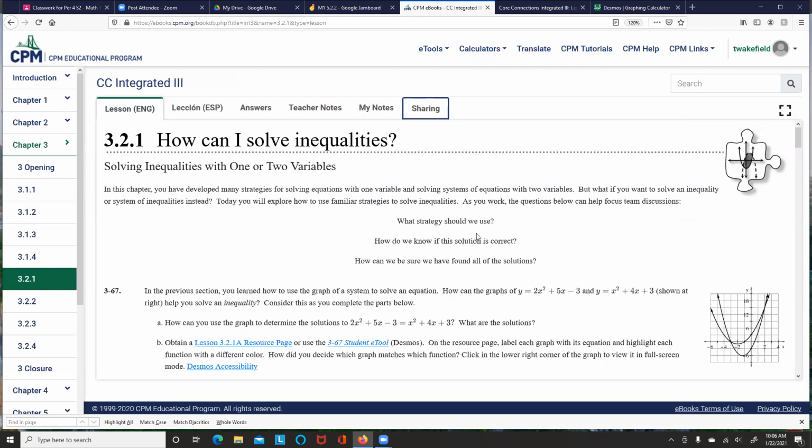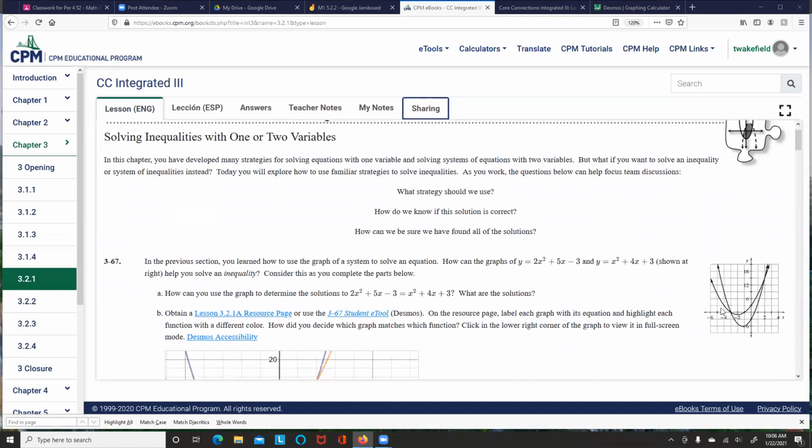You've done inequalities with lines, but what if we have two parabolas and we want to know greater than or less than this? So having different colors is helpful too. If you have colored pencils or highlighters or something like that where you can make pretty graphs, that will be helpful.